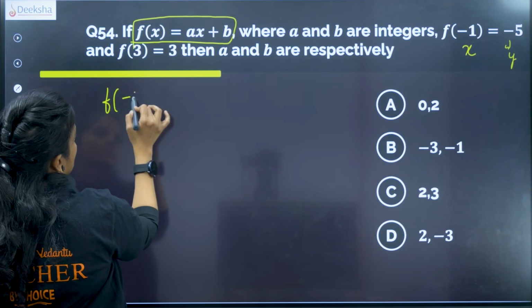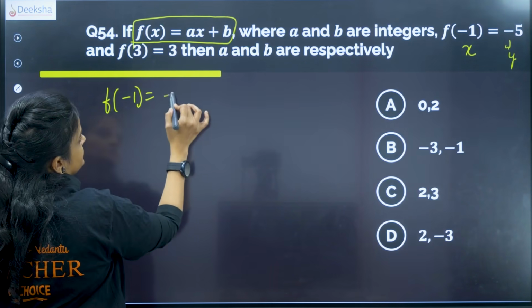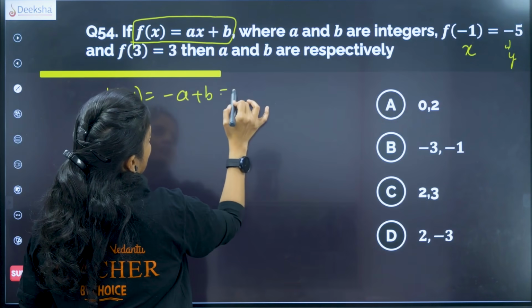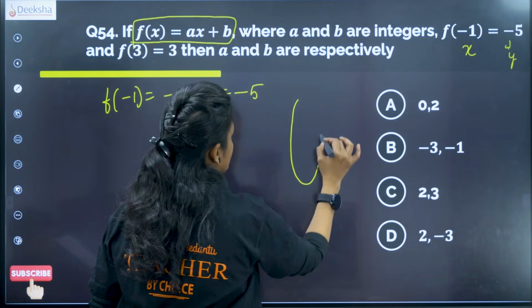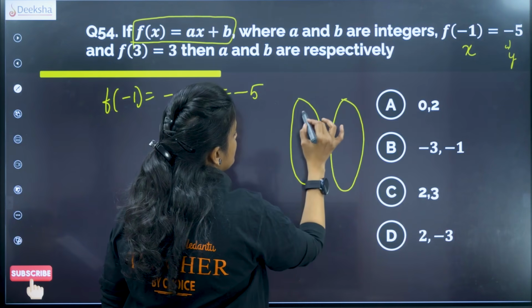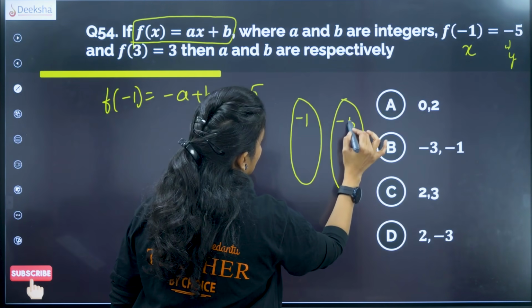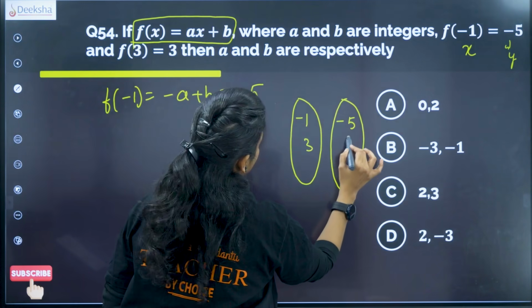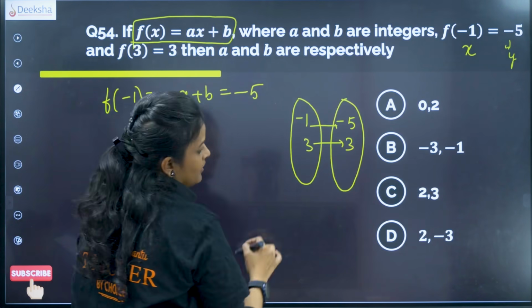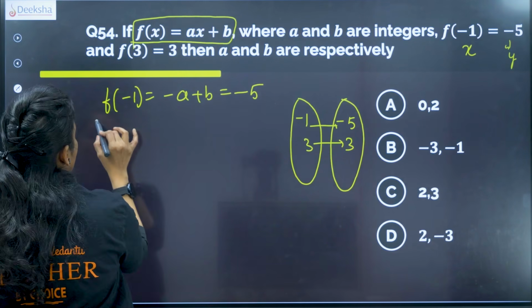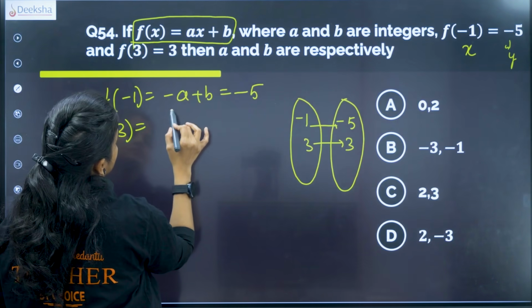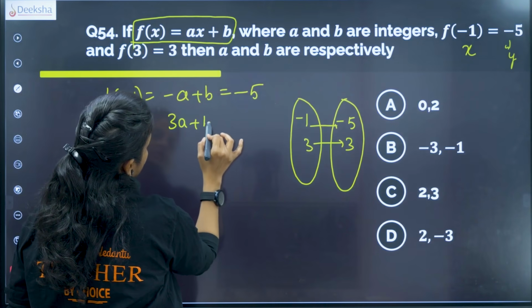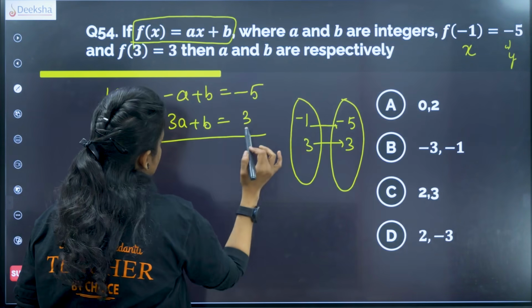If I substitute -1 in this, they have already given, I'll get -5. Okay, if you want, you can put it in mapping also. On putting -1 I am getting -5, on putting 3 I am getting 3. This is the meaning of the function. If you are putting 3 in this, I am getting here 3a plus b. They have already given it as 3.